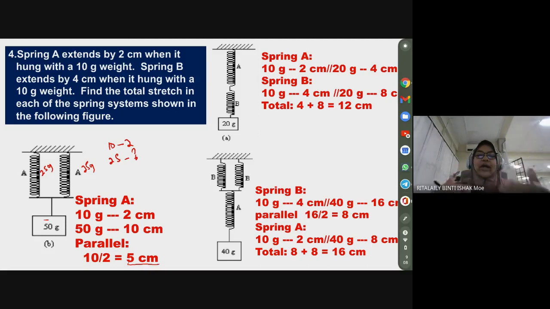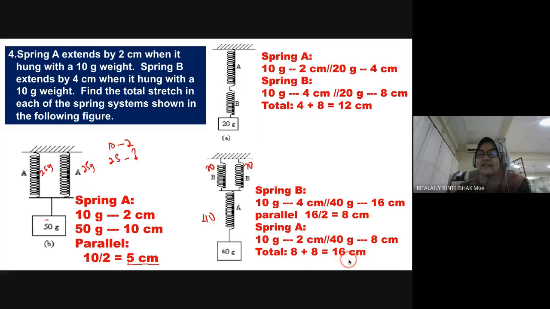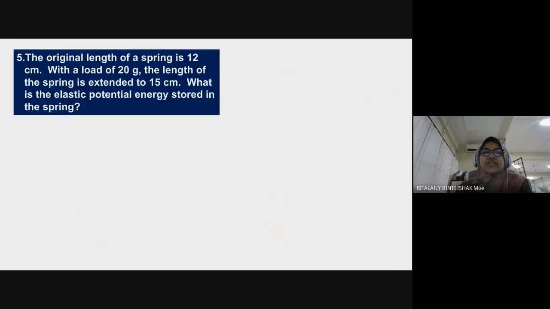So when it is arranged in series, this one gets 40 gram, and the upper part, the B springs in parallel, also get 40 gram. However, the B springs are connected in parallel, so each gets 20 gram. The weight is divided equally. Okay, so from there we can calculate the extension. So for C, the extension is 16 cm. Okay, very good. Now we look at the next question.